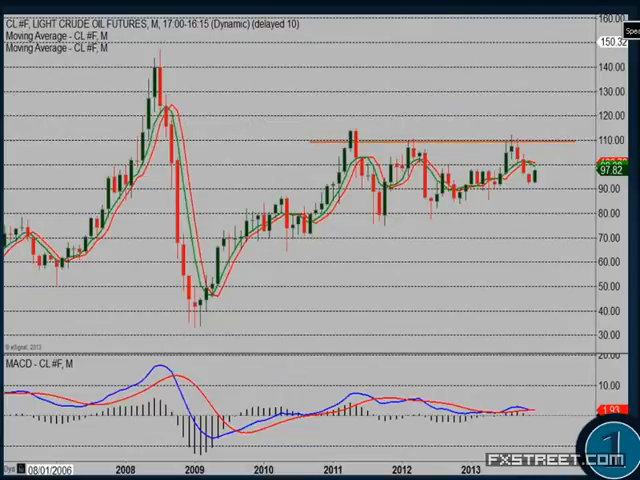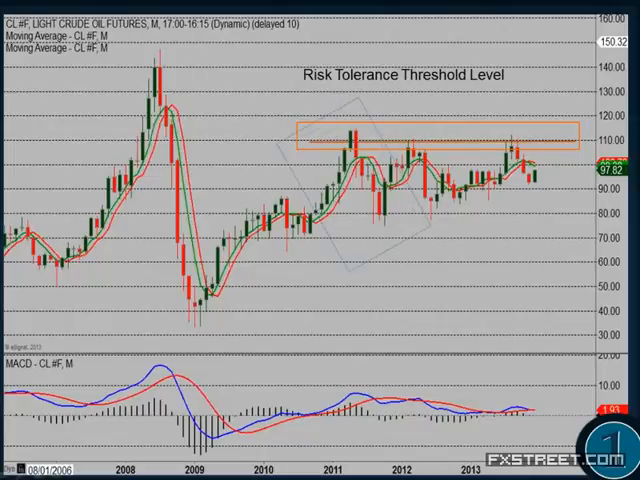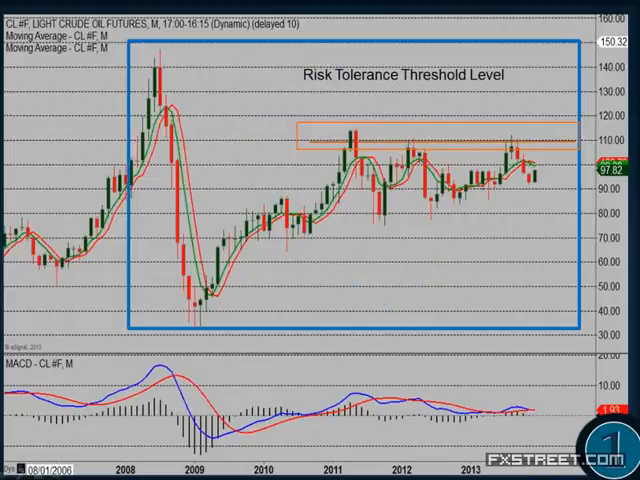Here's a monthly crude oil chart, and this level right here is what we call a risk tolerance threshold level. That happens to be a bearish risk tolerance threshold level. That level is the price point that separates whether a pattern is bullish or bearish. As long as price is below that risk tolerance threshold level, this overall pattern is bearish, okay? So it's a very simple premise. As long as price is below that level, the pattern is bearish.